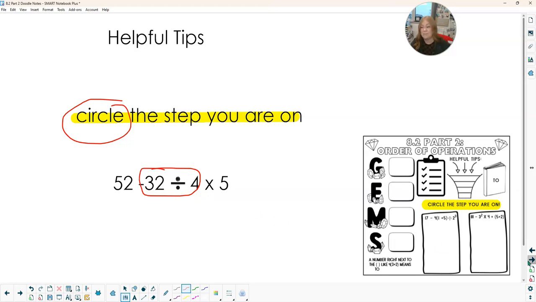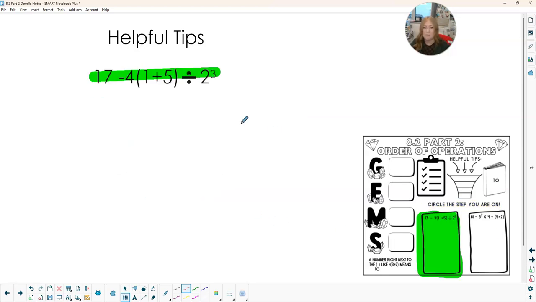So let's try some out. So we have 17 minus 4 groups of 5 plus 1 divided by 2 to the third. So like I said, checklist. So out to the side here, we need our checklist, G, E, M, S.